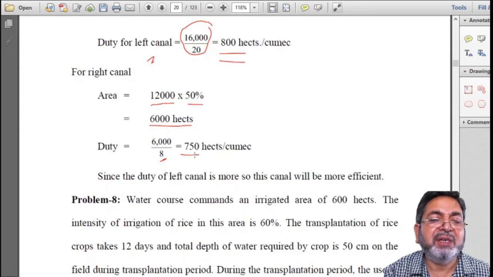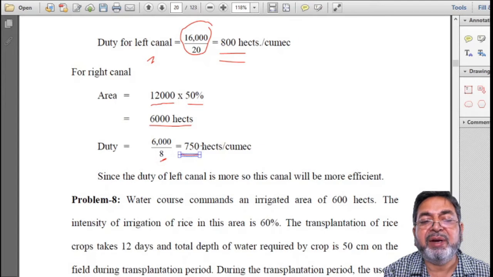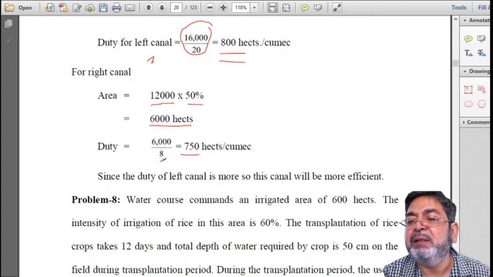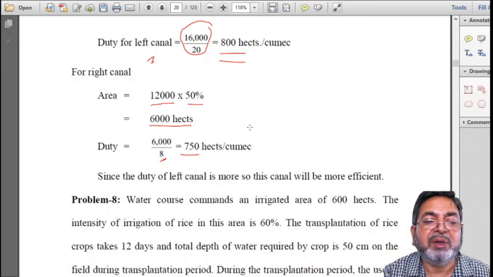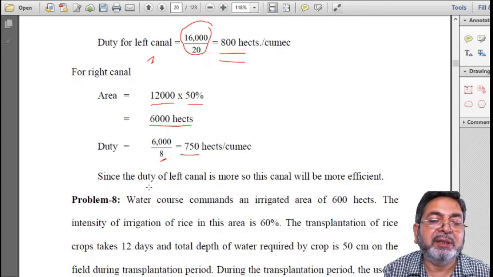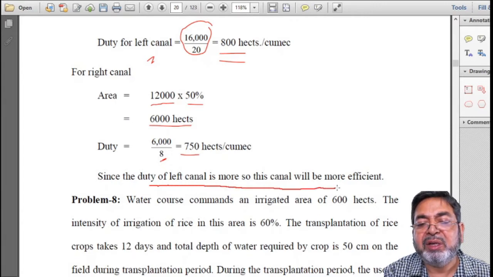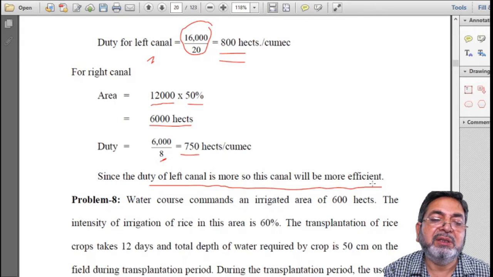This will be more efficient as compared to right branch canal, because here you are able to irrigate only 750 hectares of land with 1 cumec, whereas the left canal is irrigating 800 hectares of land with the help of 1 cumec of water. So here the result is being written here. Since the duty of left canal is more, so this canal will be more efficient. This is the answer for this problem.